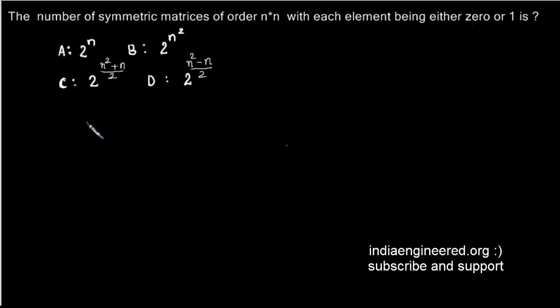In this question, we are asked to find out the number of symmetric matrices of order n by n with each element being either 0 or 1. So we are asked to find out the number of symmetric matrices of order n by n. We are supposed to use only 0 or 1. How many such symmetric matrices can be formed?